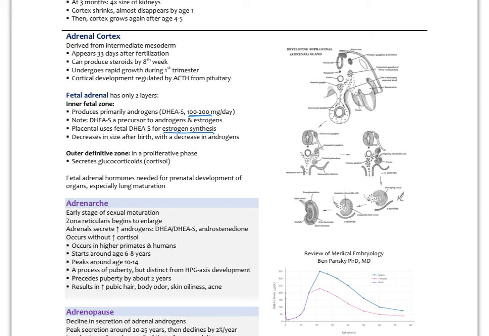The adrenal will then decrease in size after birth with the decrease in the androgen production. The outer region of the adrenal cortex in the fetus is called the definitive zone, and it secretes primarily cortisol. Now, one really important role of the fetal adrenal hormones is to stimulate lung maturation. So one of the signals to develop surfactant in the lungs is adrenal steroids.